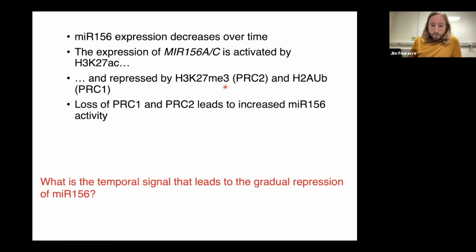But what we don't know is what is the temporal signal that leads to the gradual repression of 156. We know that epigenetic silencing is important. We know it's the coordination, the antagonistic interaction of different histone marks, but we don't know what the temporal signal is that triggers the replacement of an active histone mark by a repressive one. And that's really what I've been trying to investigate the last couple of years and what this project is all about.